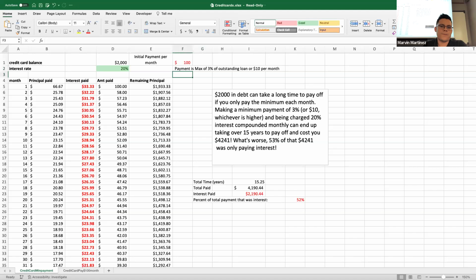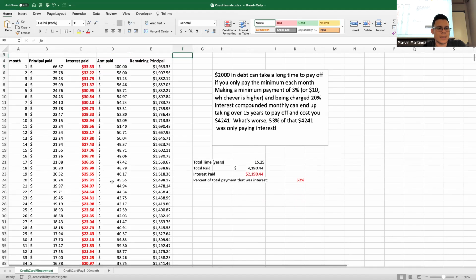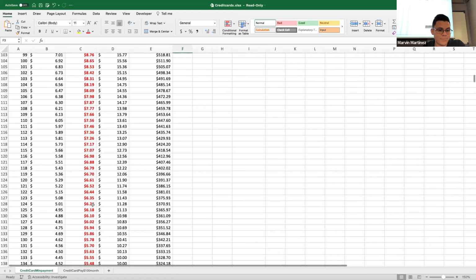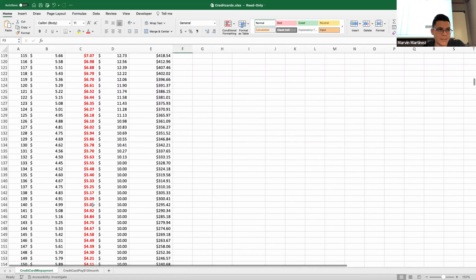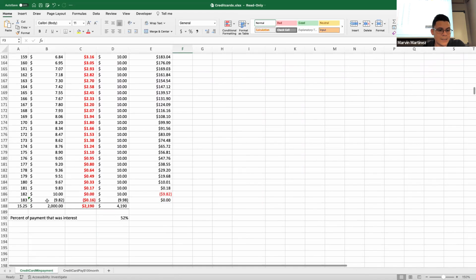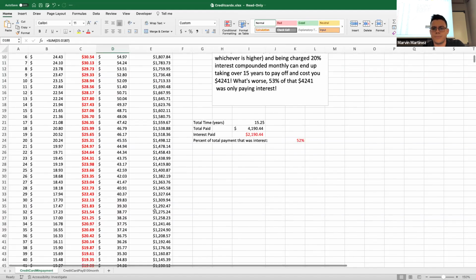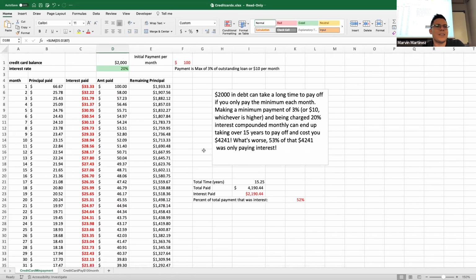So if we just pay that amount, just paying the minimum payment, look, it doesn't end yet. So 183 months just for paying $2,000. So in the end, you're not going to pay $2,000. You're going to pay 4,000, yeah, $190. So that's a lot of money. If you just do the minimum payment, it will take you 15 years to pay $2,000.